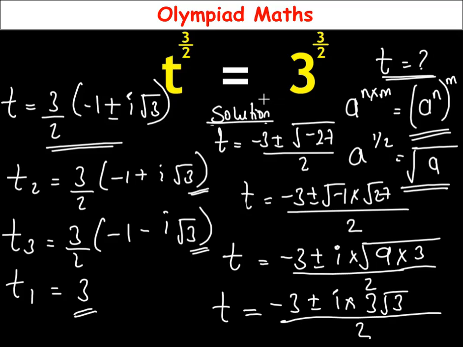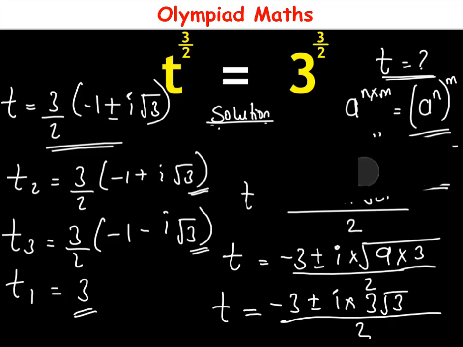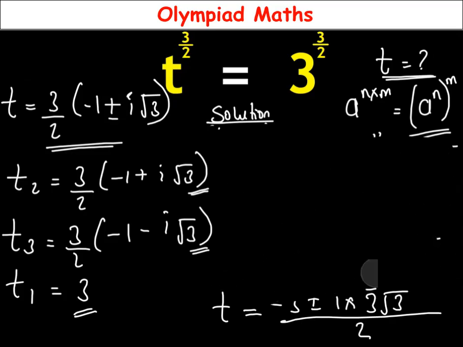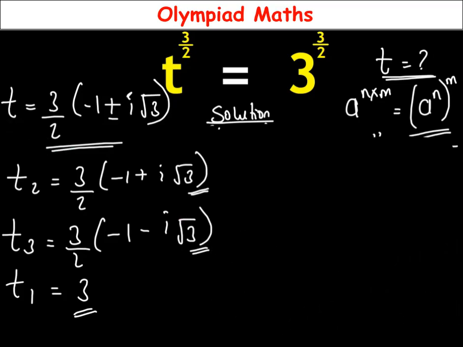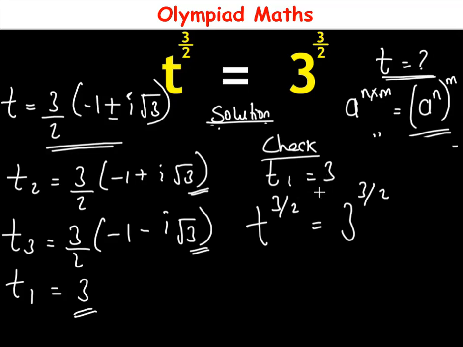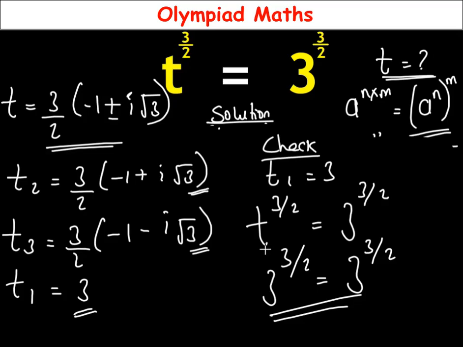But then let us confirm, let's check whether the value of t that we got will actually give us the same answer once we plug it back into the equation. So to check real quick, working with the value of t1 as 3, the initial equation was t raised to power 3 over 2 is equal to 3 raised to power 3 over 2. Now t is 3, so 3 raised to power 3 over 2 is equal to 3 raised to power 3 over 2. So as you can see, the value of t that we got is the correct answer.